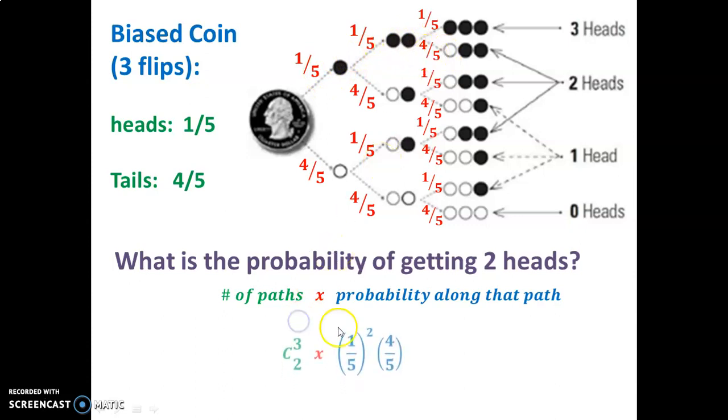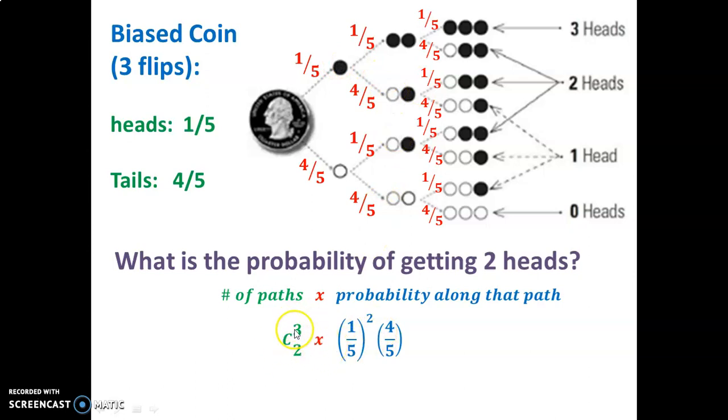So as you can see here, here's 2 heads, right? 1/5 times 1/5, there's a 2, and then 4/5. So this is a path that leads to 2 heads. And any 2-head path will have those same numbers in it. It doesn't matter the order of those. It'll always be 1/5, 1/5, 4/5, or maybe 1/5, 4/5, 1/5, but that's still the same result, right?